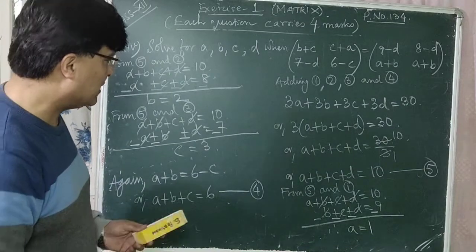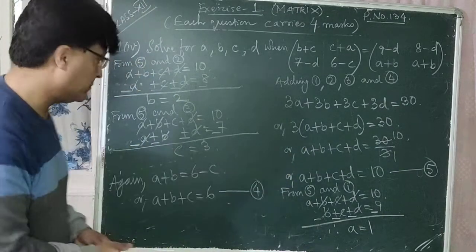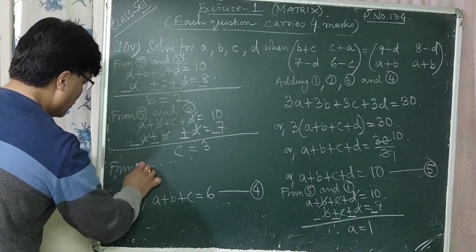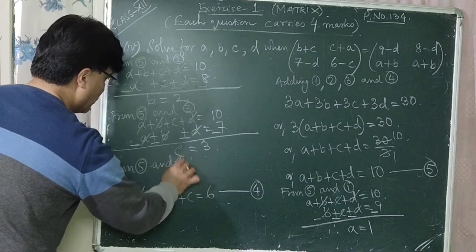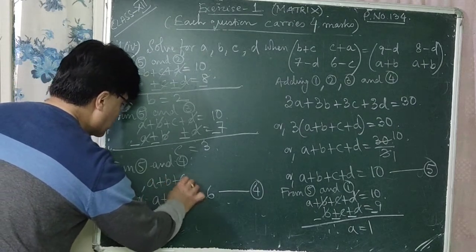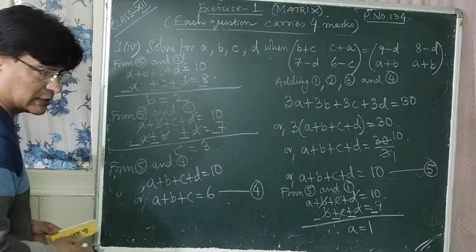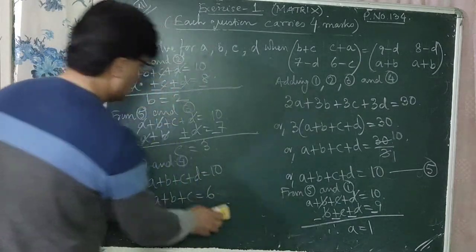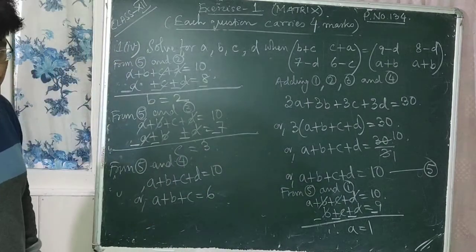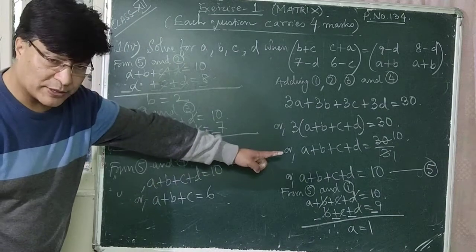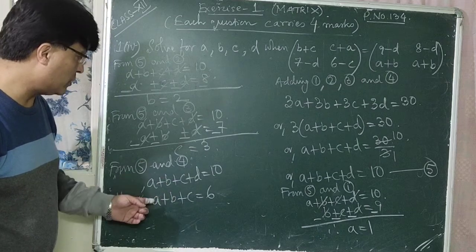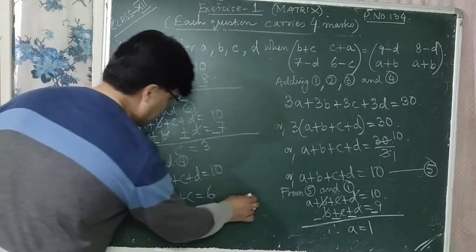Now we can get the value for D by subtracting 4 from 5. So now from 5 and 4. What is number 5? A plus B plus C plus D is equal to 10. And let us write down this number 4. What is number 4 here? A plus B plus C is equal to 6 only. Number 5 is A plus B plus C plus D is equal to 10. And number 4 is A plus B plus C is equal to 6.